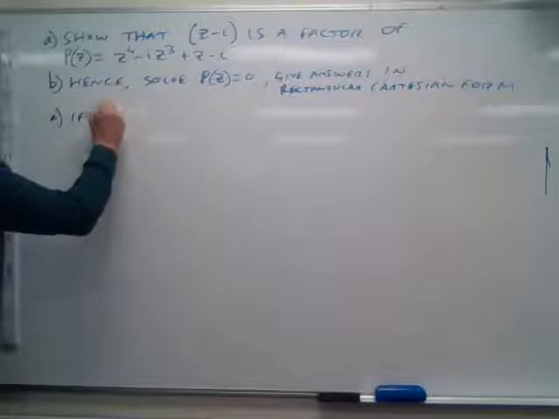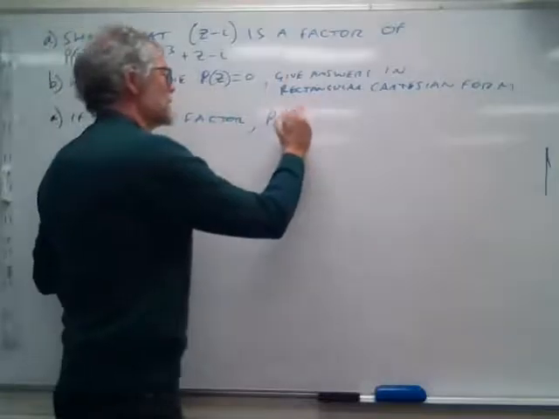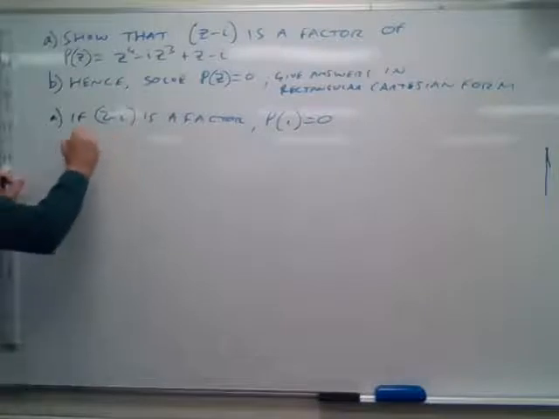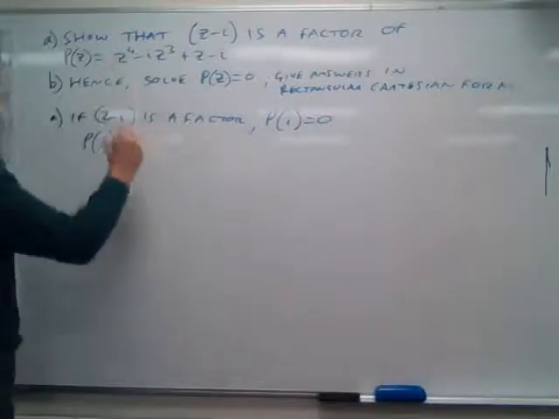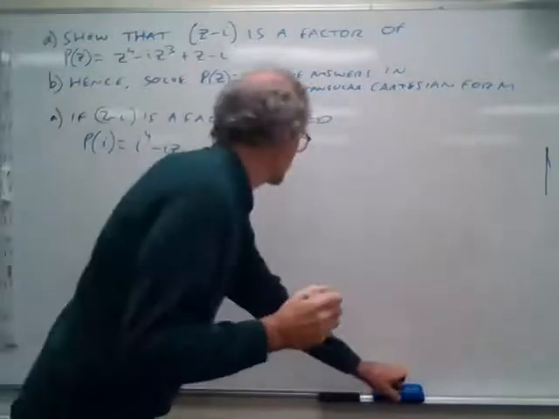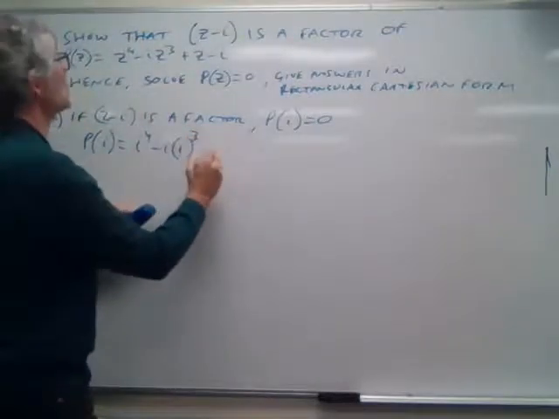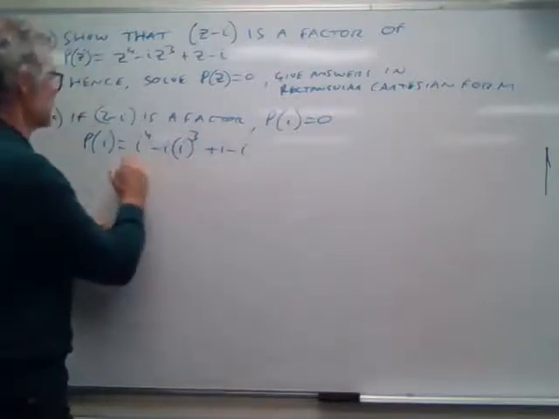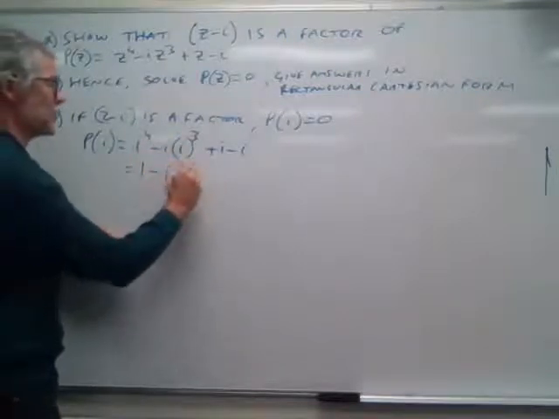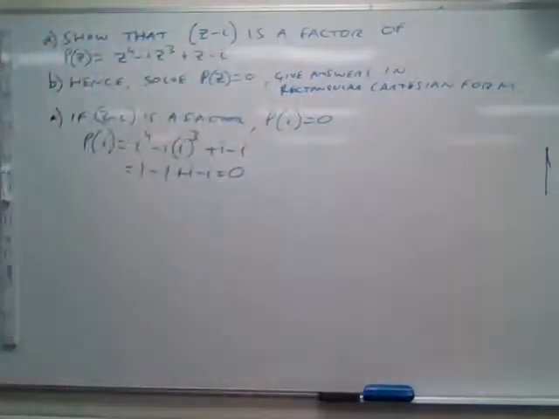If Z minus I is a factor, then P of I should equal 0, all things being well. So we just have to check that. We get P of I is equal to I to the power 4 minus I times Z. I instead of Z, put I, plus I minus I. I to the 4 is 1, minus, that's I to the 3, I to the 4 as well. That's 1 plus I minus I, clearly equals 0. There we go.